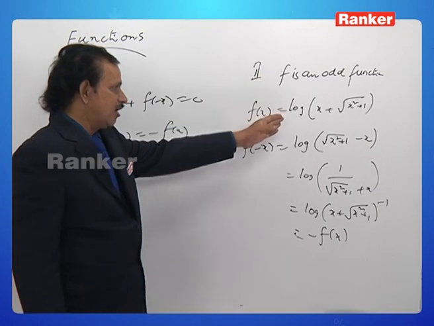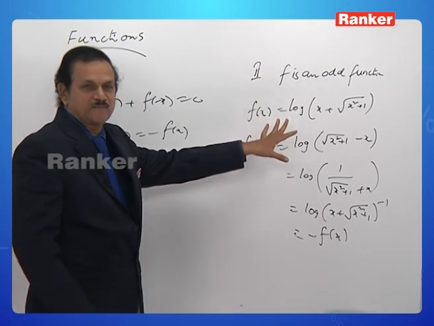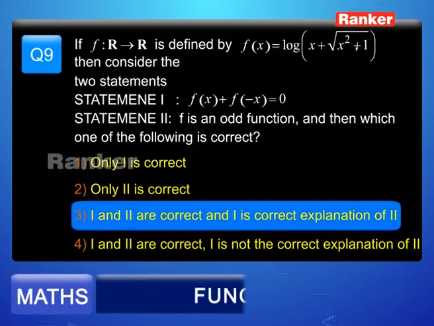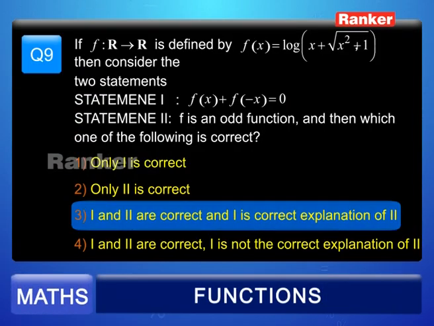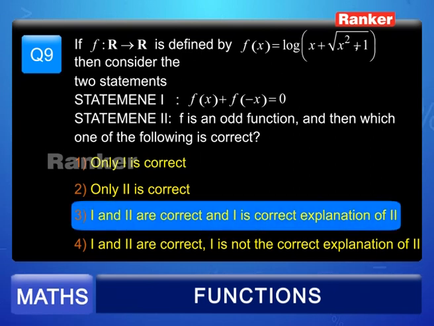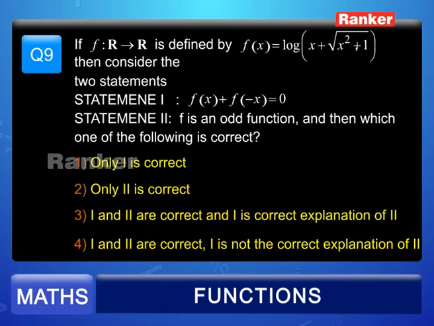So this is an odd function is correct. So second statement is exactly correct. Surely the first statement is the correct explanation of the second one. Therefore, by observing all these three, we notice that the third option is the correct option.